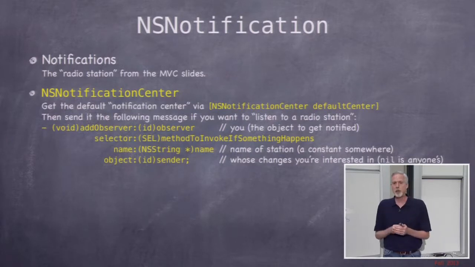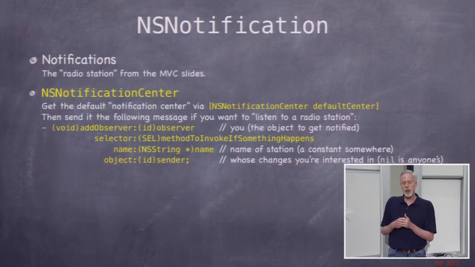There is a class called NSNotificationCenter. It has a class method called defaultCenter that returns a shared instance, kind of like NSUserDefaults standardUserDefaults did. A shared instance, that's the object you use to tune into radio stations. And you do it by sending it this message, addObserver:selector:name:object:. The first argument, observer, that is the object that wants to listen to the radio station. So in your controller, because controllers are the most common radio station listeners, this would probably just be self. Okay, addObserver self. This is somewhere in your controller code.